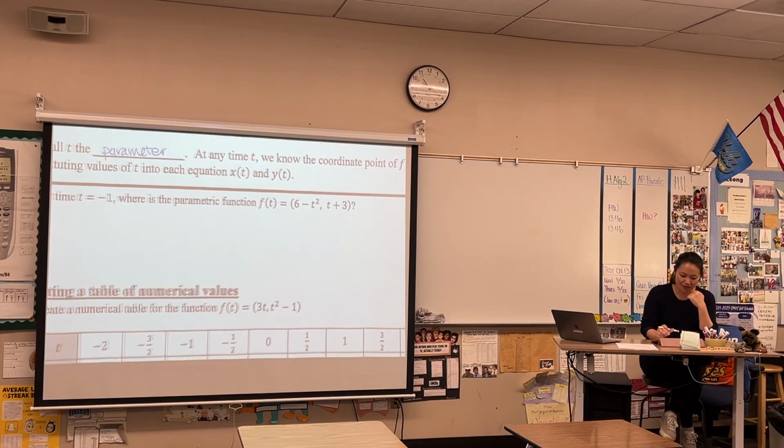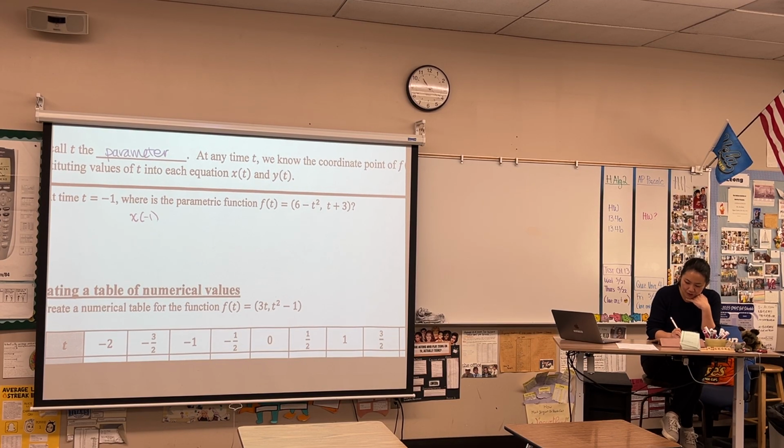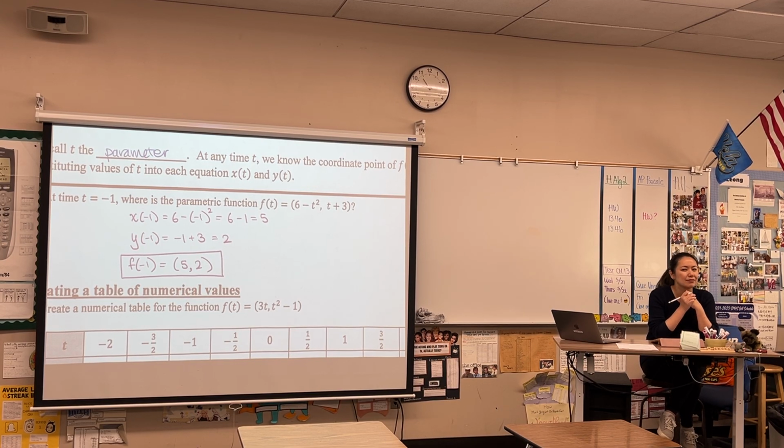All right. So then x of -1 is going to be 6 minus -1 squared. So 6 minus 1 gets you 5. And then y of -1 is just going to be -1 plus 3, which is 2. All right. So then that means f of -1 is going to be at the point (5, 2). That's it. So that means when t is -1, that is the point you're going to be at on the graph. Okay? Pretty simple?